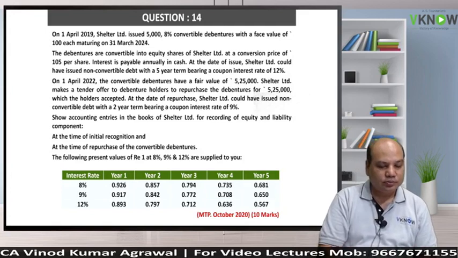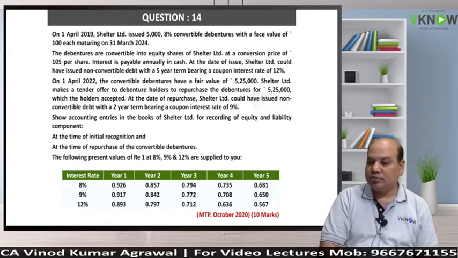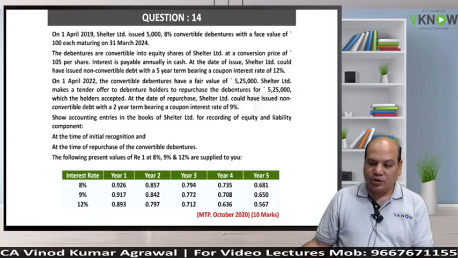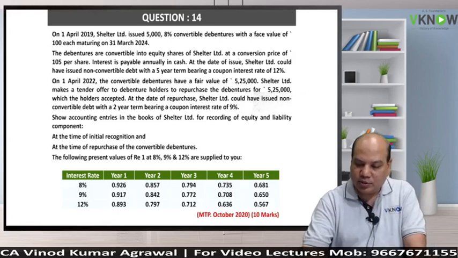Good question. On 1st April 2019, Shelter Limited issued 5,000 8% convertible debentures with a face value of rupees 100 each, maturing on 31st March 2024. So when they issued the bond, the interest rate was 8%. The debentures are convertible into equity shares of Shelter Limited at a conversion price of 105. What does that mean?